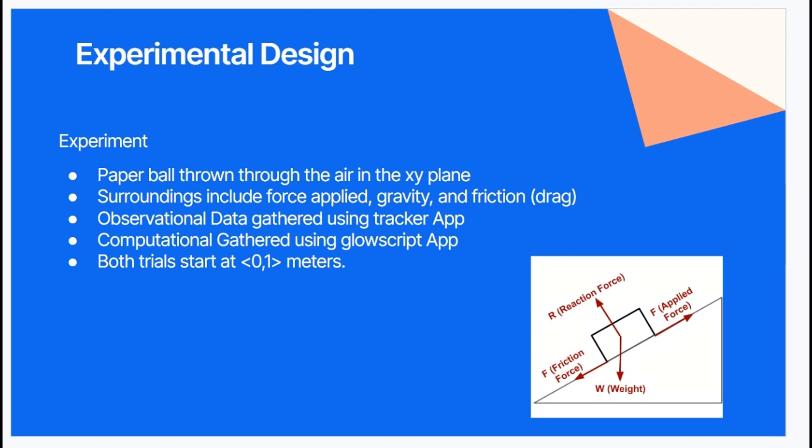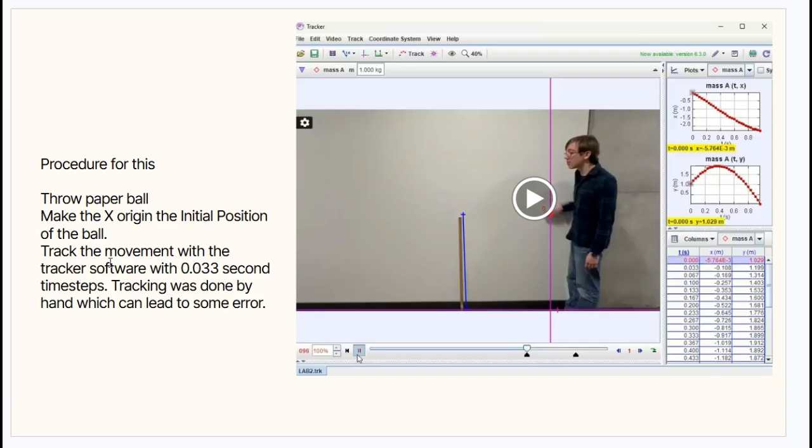For experimental design, a paper ball is thrown in the air in the XY plane. The surroundings include force applied, gravity, and friction. Observational data gathered using the tracker app, and the computational data gathered is a GlowScript app. And then both trials are going to start at 0, 1 meters, and it's going to go in the negative x direction. So here our procedure was just to make the paper ball and throw it.